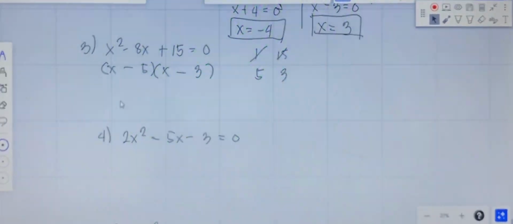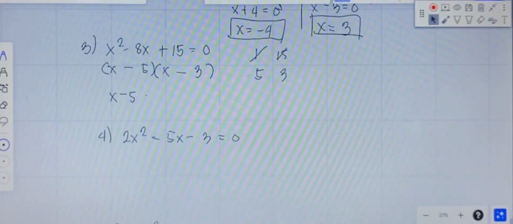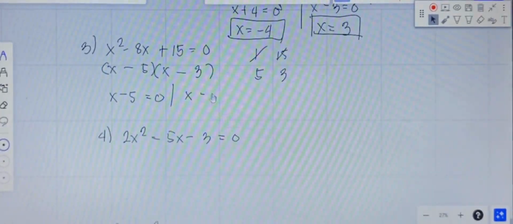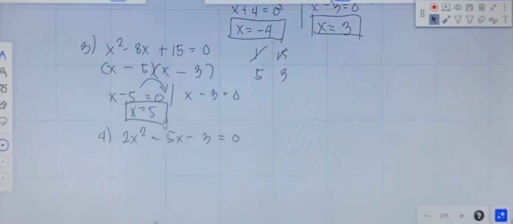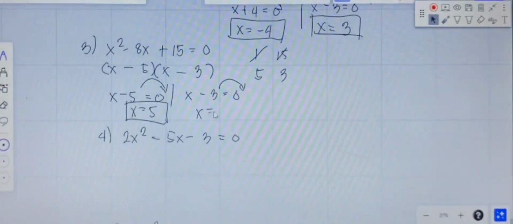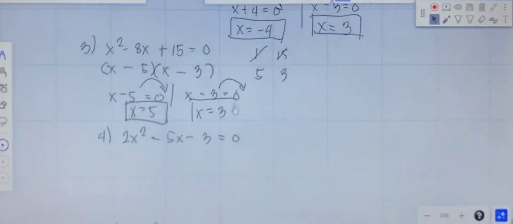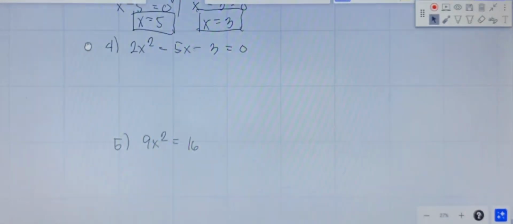And to get our solutions, let's equate them to 0. X minus 5 is equal to 0. X minus 3 is equal to 0. Just transpose it to the other side. The sign will change. X is equal to 5. And the other one, transpose it to the other side of the equal sign. X is equal to 3. Now, let's proceed with the next example then.